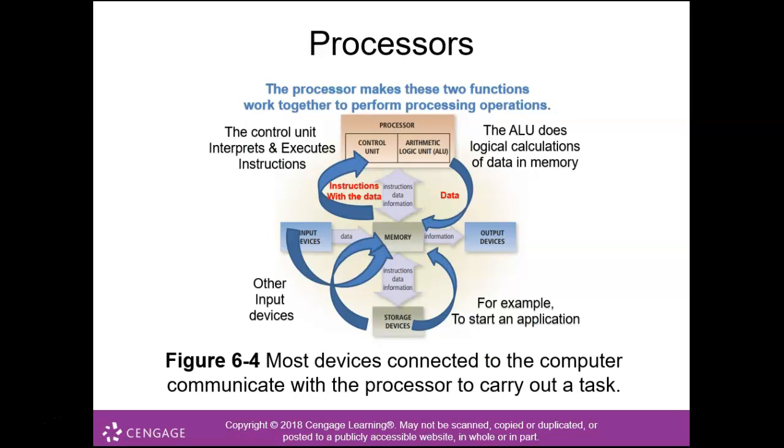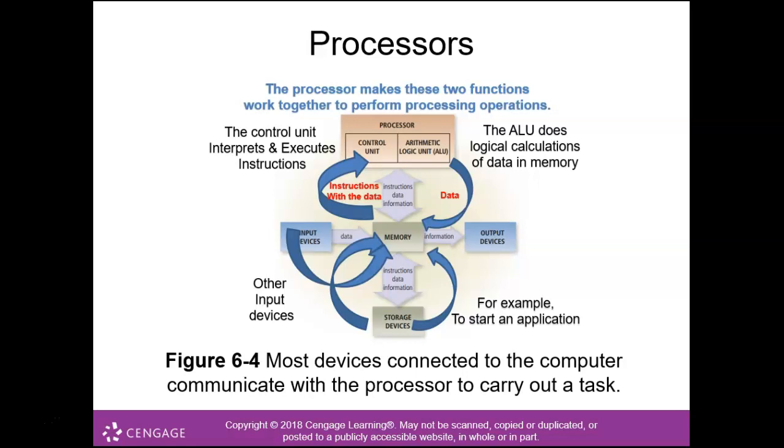The processors contain a control unit and an arithmetic logic unit. So a processor has two pieces to it. These two components work together to perform the processing operations in your computer. For every instruction, a processor is going to repeat a set of four basic operations, which comprise what we call a machine cycle.